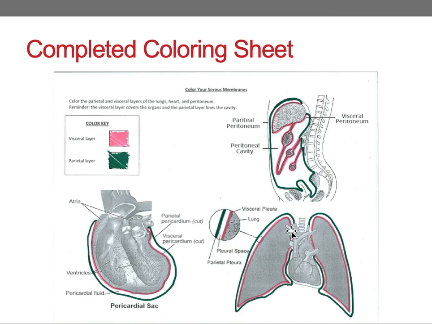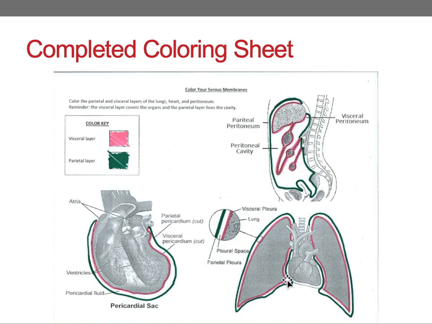Then you also have the pleural membrane and the peritoneal membrane. The visceral layer in all three of these examples is colored in pink, and the parietal layer is colored in green. So the visceral layer closely surrounds the organ. It's deeper. And the parietal layer lines the body cavity or lines the walls, and it is more superficial. So you can see that in each of the three examples.